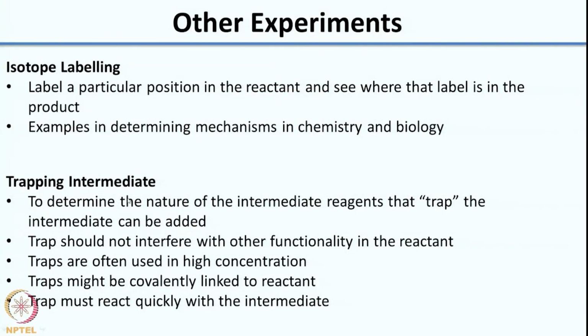Then we looked at other methods such as trapping intermediates. So, traps are reagents that are used to sort of freeze the intermediate or trap it. This reagent can be used depending on the nature of the intermediate. You vary the nature of the trap. You have to remember that the trap should not interfere with the rest of the reaction. Traps are often used in very high concentration because you want to increase the probability of collision of the trap with the intermediate instead of the intermediate reacting with other things like your solvent to give you the product.